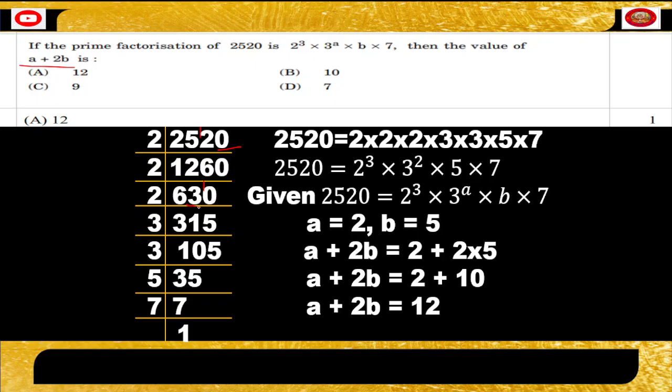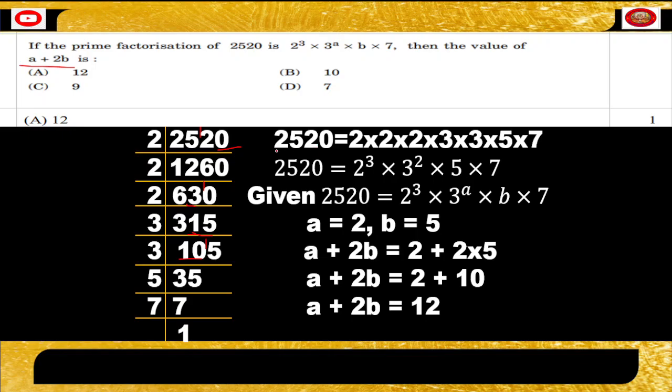Then 0 becomes 10. 2 fives are 10. Next, 3 ones are 3. 3 ones are 3. Next, 3 ones are in the table, but 1 is not. In the 3 table, 1 is not there. Therefore, we take it as 0. Then 1 becomes 15. 3 fives are 15. Next, 3 threes are 9. Here is a 10. 10 is not in the 3 table. Then 3 threes are 9. 10 minus 9 is 1. That 1 should be written here. Then 5 becomes 15. 3 fives are 15. 35 is in the 5 table. 5 sevens are 35. 7 ones are 7.